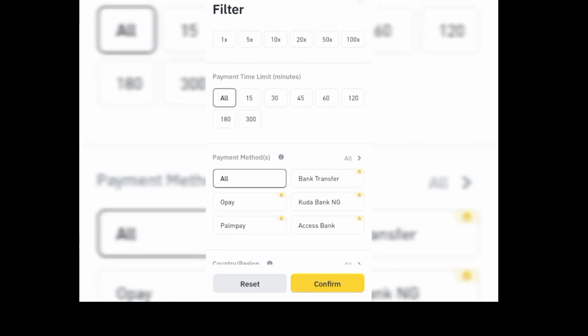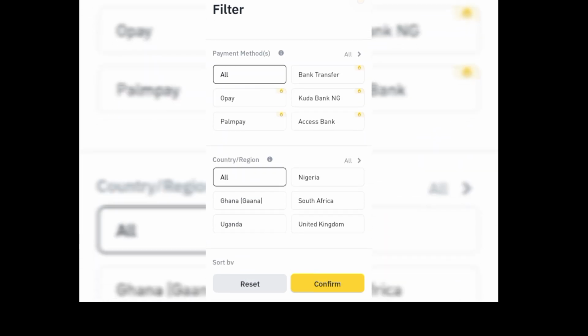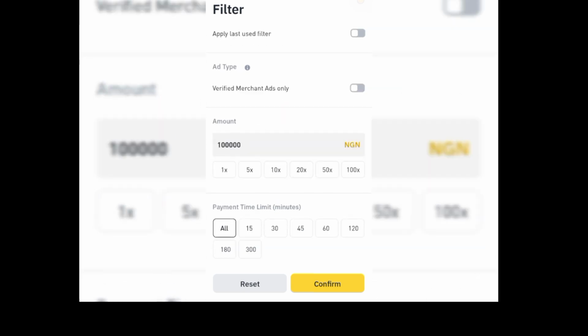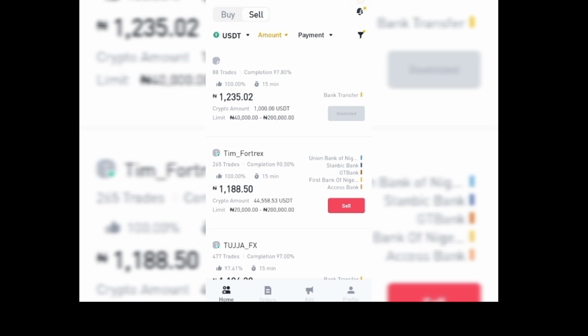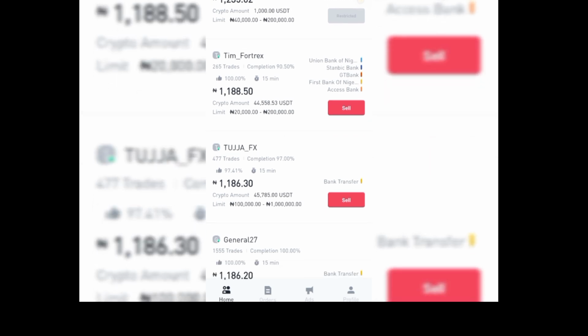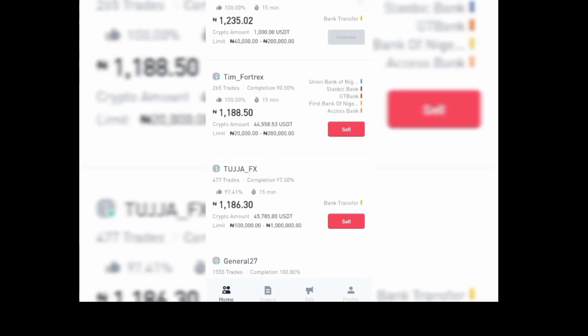Then I'm going to see those people that are buying with that 100,000 naira. Remember, I want to sell my crypto, so they are buying from me in order for me to have cash in my bank account. So I've already filtered it out, and the first one has 40,000 to 200,000, but I cannot trade with that because I'm restricted. The second has 20,000 naira to 200,000 naira, so I can still trade with Team Fortress, I can trade with Suja FX, because I am within that range.